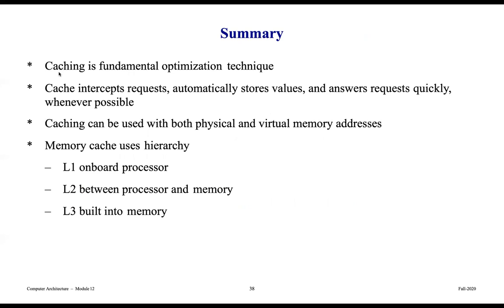So in terms of a summary, caching is a fundamental optimization technique. Cache intercepts requests, automatically stores a value, and answers requests quickly whenever possible. So if we can do it from a localized store, it's going to make a big difference. Caching can be used with both physical and virtual memory addresses. Memory caches use a hierarchical approach, and we talked about L1, which would be on the processor. L2 would be between the processor and the memory, and L3 would be built into the memory.